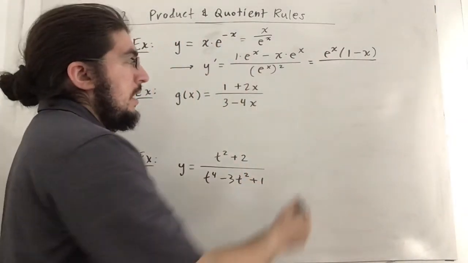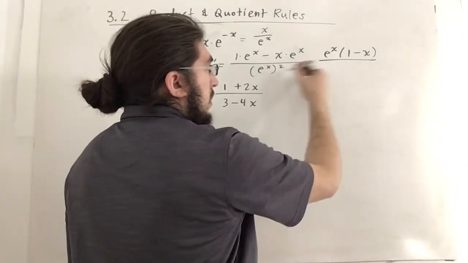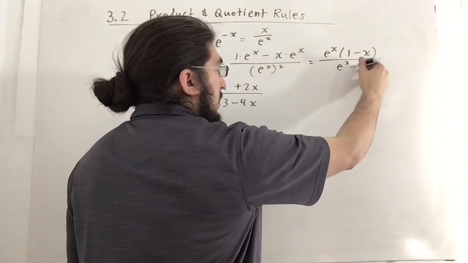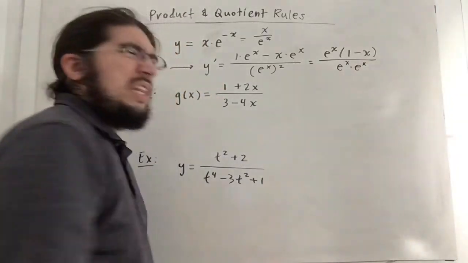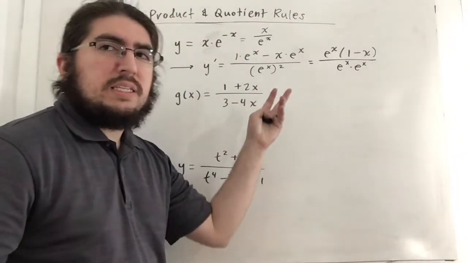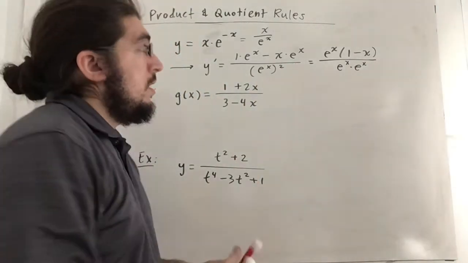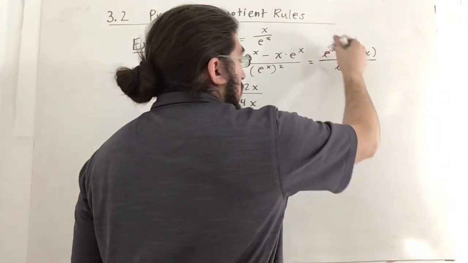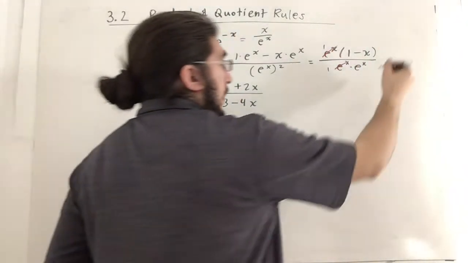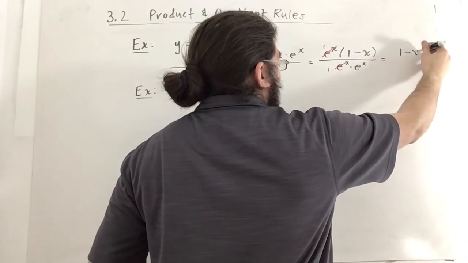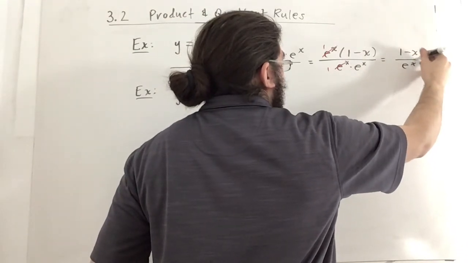If you distribute e to the x back, you get exactly this. So that makes sense. And in the denominator, this is really e to the x times e to the x, which is really e to the 2x. But the reason why I'm writing it like this, of course, is because we're going to cancel. Notice e to the x's cancel. So we're just left with our answer finally, 1 minus x all divided by e to the x.